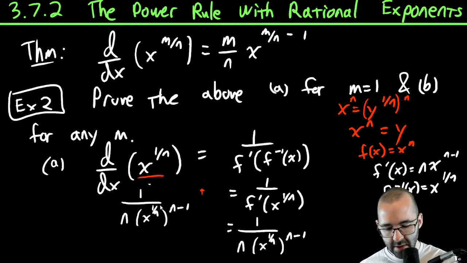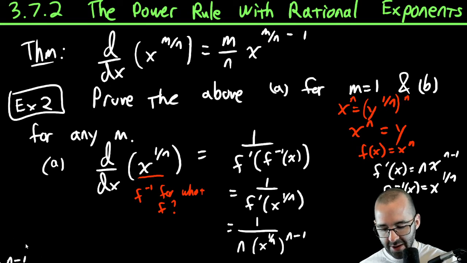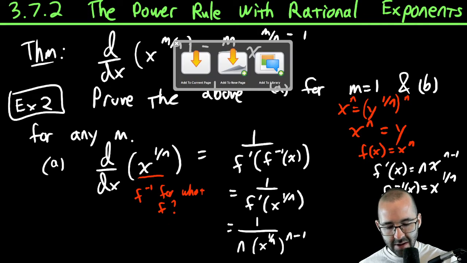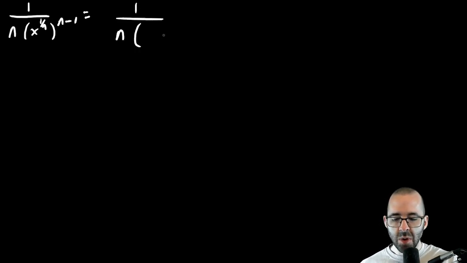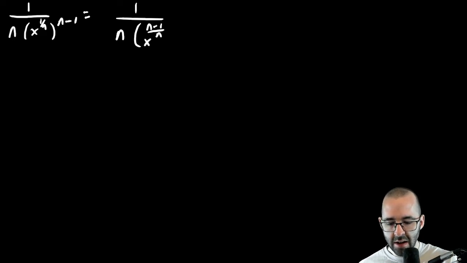Oops. I don't want this. Go away. I want it on the next page. There we go. Remember our properties. This is 1 over n. If you have an exponent to an exponent, you multiply the exponents. n minus 1 over n. Okay. I haven't proven this in a while. Where's this going?